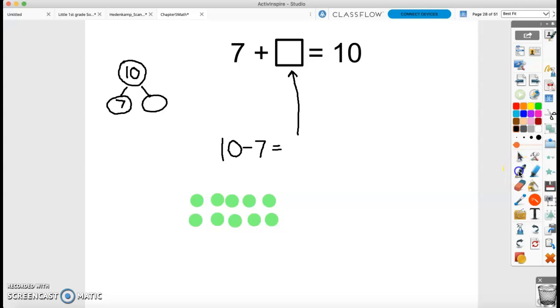And I'm going to cross off 7. So if I cross off 7, that means I cross off a whole row and 2 more. So that means I'm left with 1, 2, 3. So my answer here is 3. That's what goes in the number bond. So 7 plus 3 equals 10.